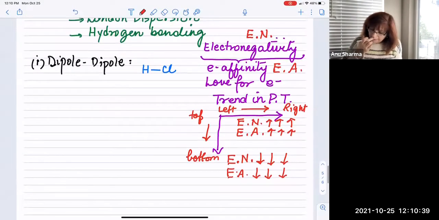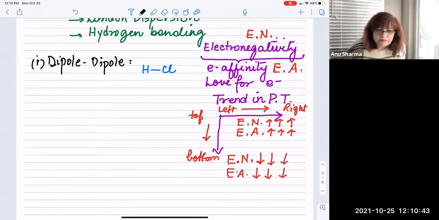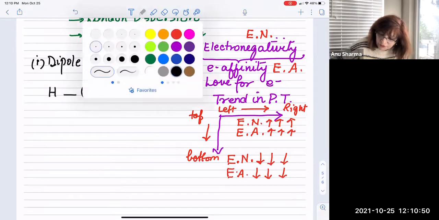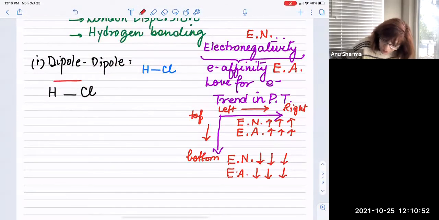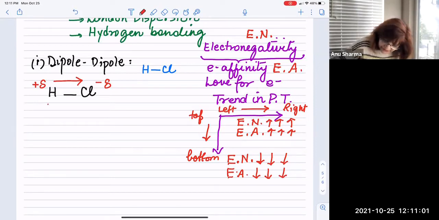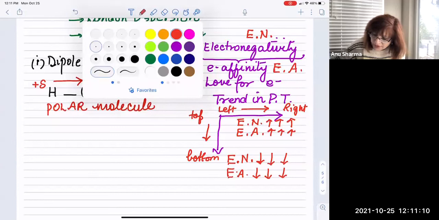Now we have this dipole-dipole. We see hydrogen, for example, here, and chlorine. So chlorine is going to acquire a delta negative charge, because chlorine is more electronegative. Hydrogen acquires a delta positive charge, right? And because of that, this becomes a polar molecule.